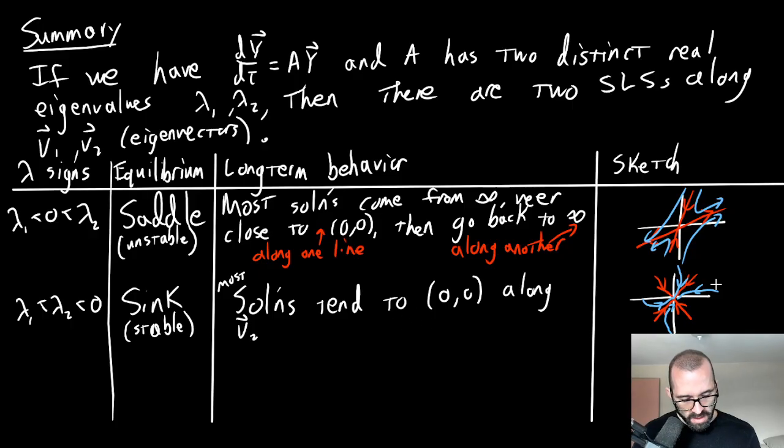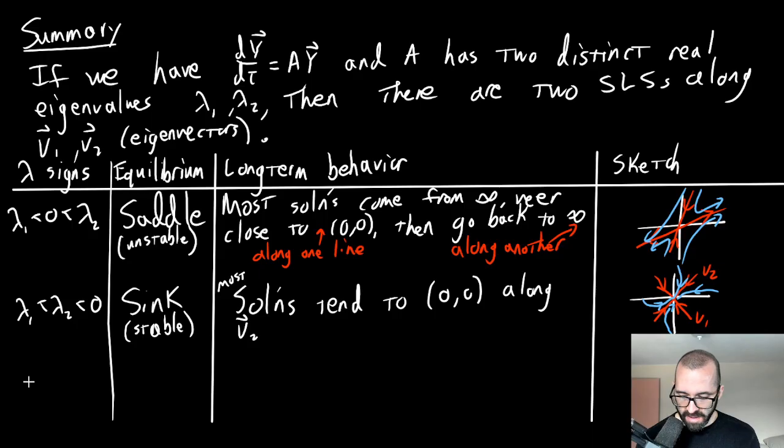All right, so to be clear, this is our V2 in this situation. This is our V1. The V1 component decays much faster, so we're left approaching along the V2 component. It's easier to see if you have your eigenvectors lie along the X and Y axes.